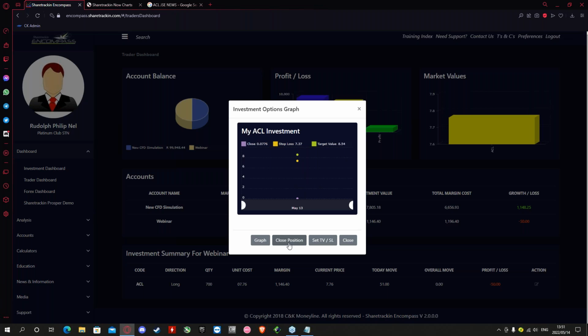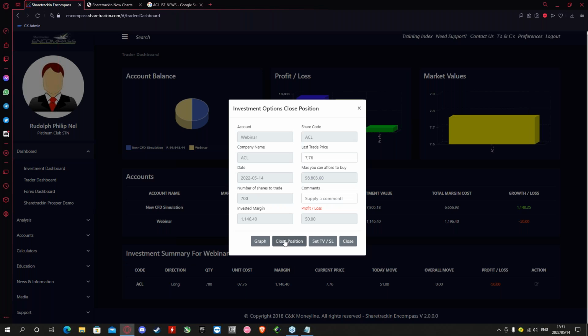If you want to close the position, just go to the same share, click on action, go to close position, and then there in the comment block, once again, enter your comment. Why are you selling? All right. So this time, it might be because your stop loss has been reached, or your gross stop loss has been reached, your target value has been reached. You're happy with the profits, but use technical terms.